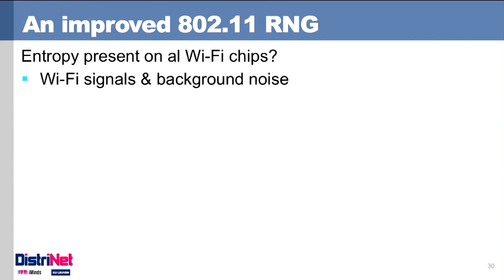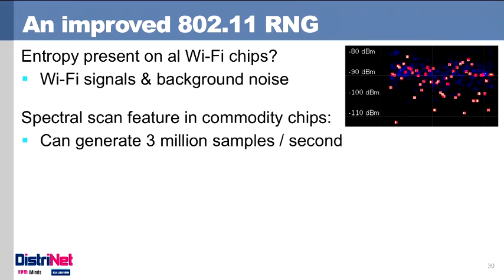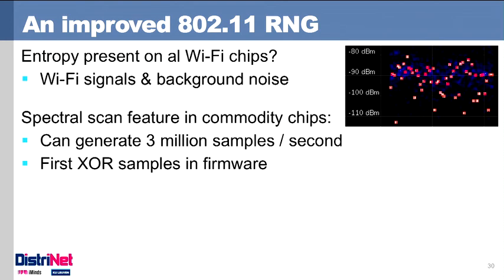And it turns out that commodity chips can generate a very large amount of single-strand measurements per second. And this is done using a so-called Spectral Scan feature. You can see an illustration of this feature here. Essentially, you can generate a huge amount of measurements per second. And we process all these measurements in the firmware of the Wi-Fi chip by just XORing these samples together. So let's say we can XOR 1,000 measurements together in the firmware. This can be done very fast and normally also doesn't require that much energy.